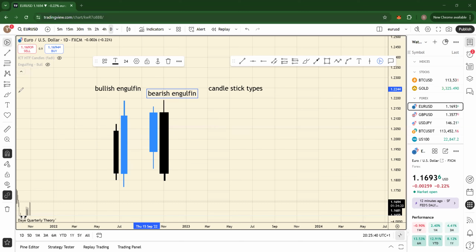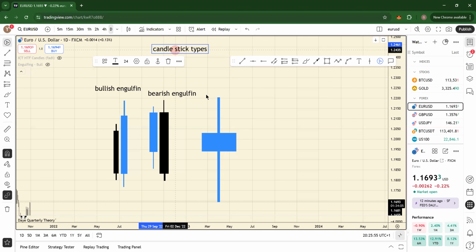Now we're going to move on to the next one. Remember, I mentioned there are so many patterns that exist, all right? But these are the most important ones that I'm giving you. Now, this is one, which is like this. All right, this is how it is. So what is the name of this candle? What is the name of this candle?